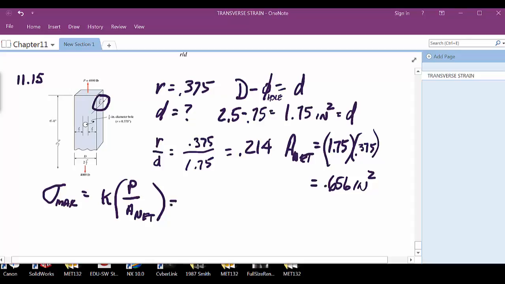Then we were given that it's 4,000 pounds divided by 0.656 square inches. That's going to come out as pounds per square inch. The average stress is, yeah, 6,100. I put the max there, didn't I?